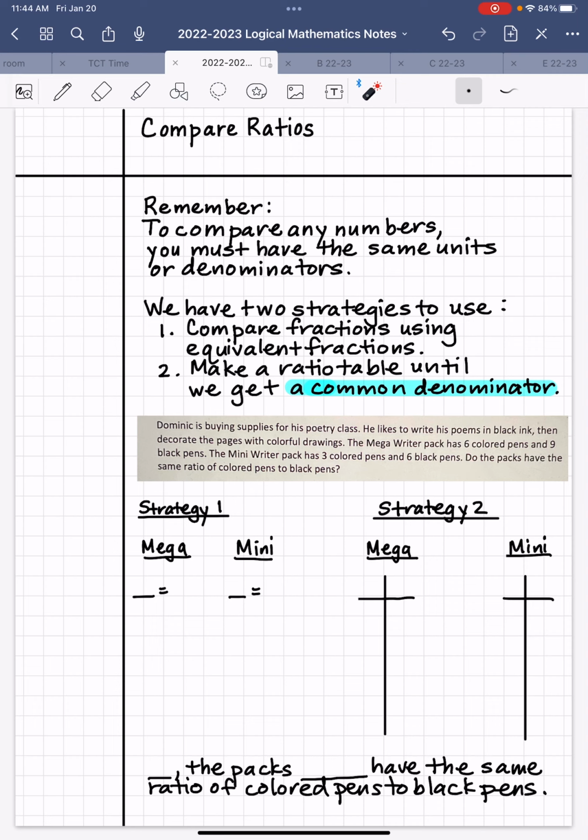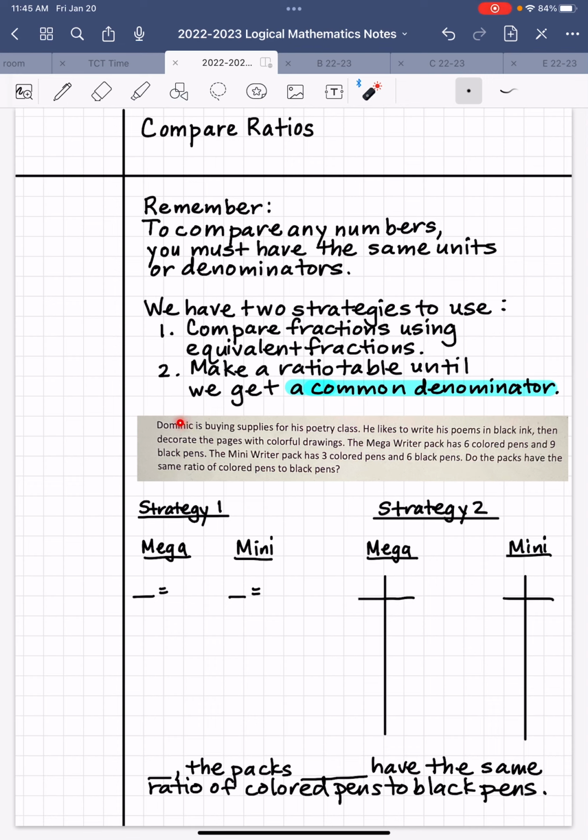So we have two strategies to use when we are talking about comparing fractions or ratios. The first is to compare fractions using equivalent fractions. And remember, to make equivalent fractions, we're going to multiply both the numerator and the denominator, or all parts of the ratio, by the exact same number. Or we can make a ratio table until we get a common denominator.